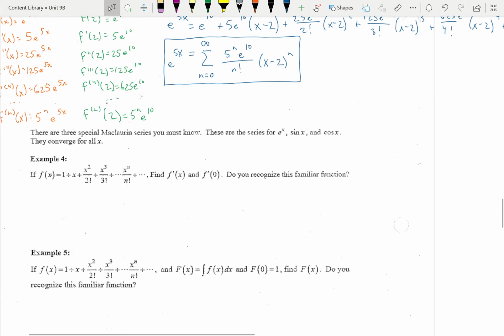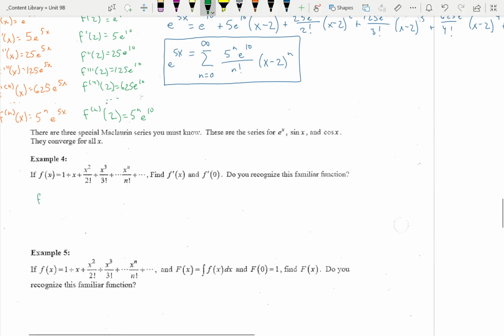All right, so some formal manipulations of these special Maclaurin series that we've already seen before. Remember, we already saw that e to the x and sine of x and cosine of x all follow a very, very pleasing pattern that can be continued on forever. So if we look at example 4 here, it gives us a function, it gives us a power series, and it asks us to take its derivative. So let's give this a try.